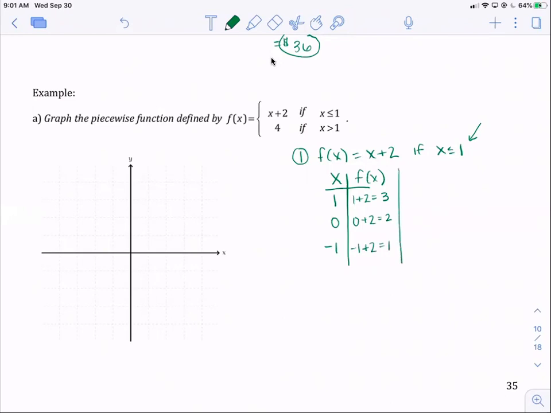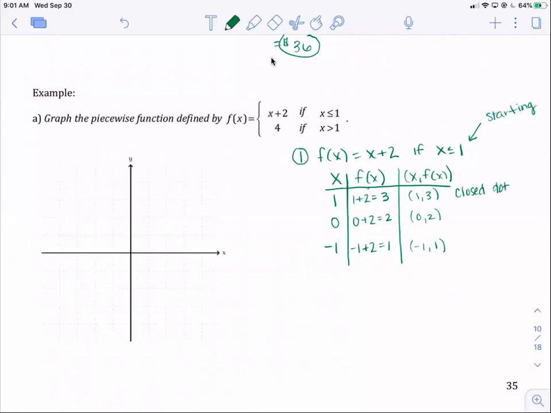So our ordered pairs would be (1, 3), (0, 2), (-1, 1). Okay. But before we graph this, we need to figure out, are we going to have an open or a closed dot at our starting point? So our starting point is this x equals 1. Okay. Since it's less than or equal to, the equal to means we're going to have a closed dot.